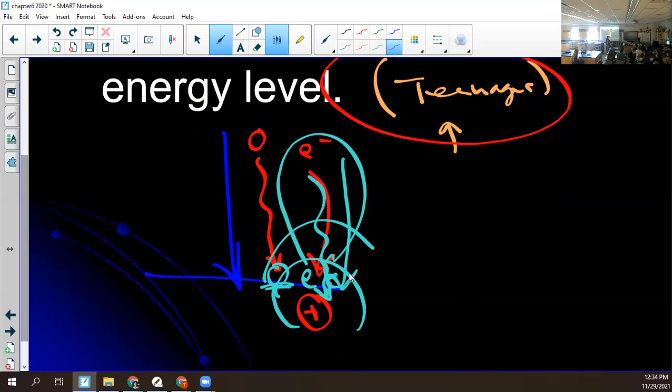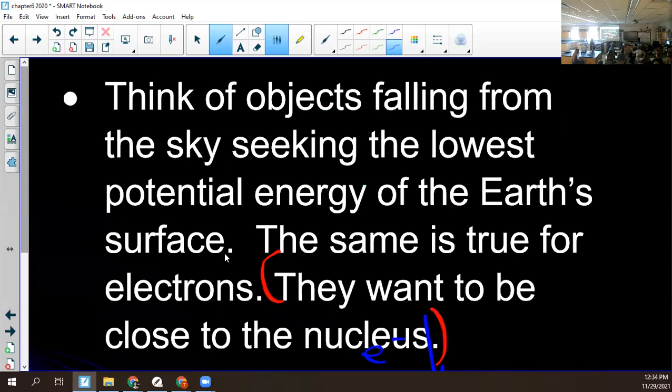They still have really no concrete knowledge as to why it doesn't go in, besides it can't. But scientists are parents too. Why? Because, all right? We don't know, but we know it doesn't. Okay, so electrons want to be close to the nucleus.